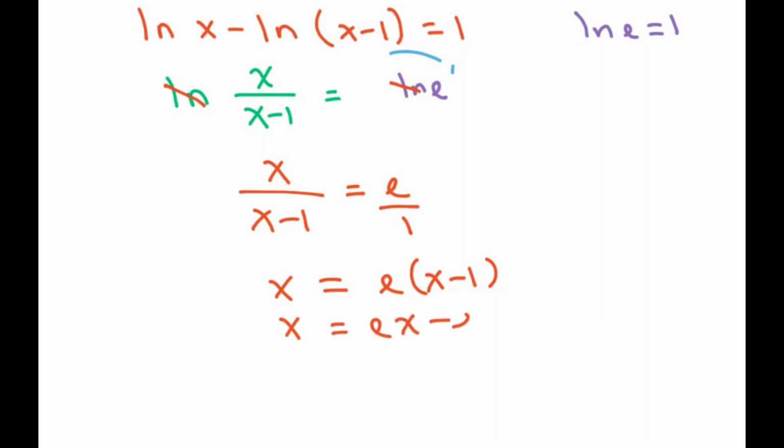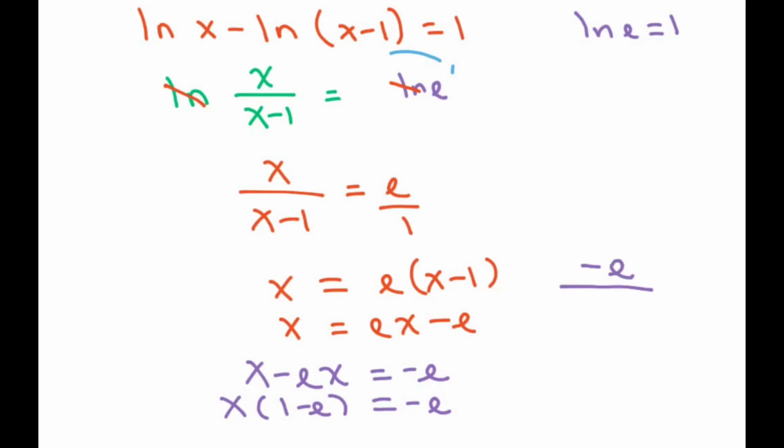Distribute. Now I've got to solve for x. So I'm going to group my x's together by subtracting e times x from both sides and factor out an x. You get x times 1 minus e equals negative e. And so when you do that, you divide both sides by 1 minus e, you get negative e over 1 minus e.